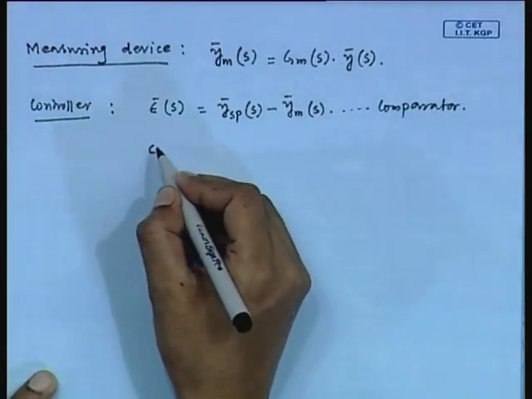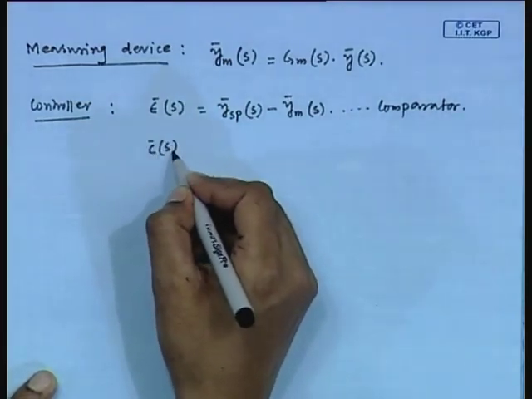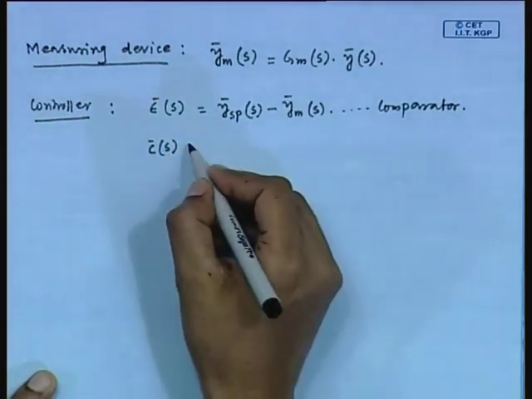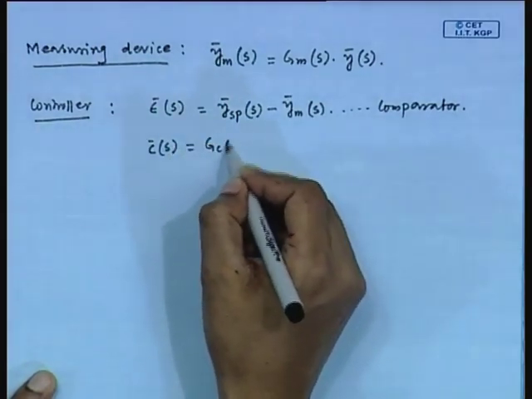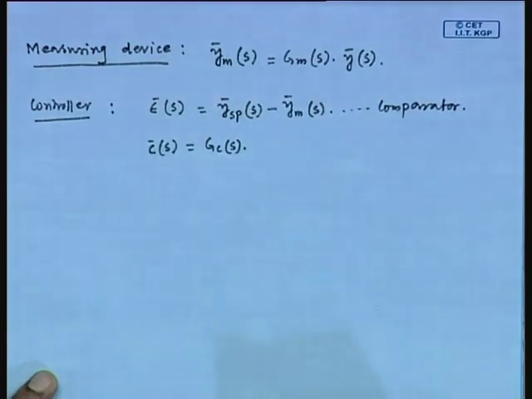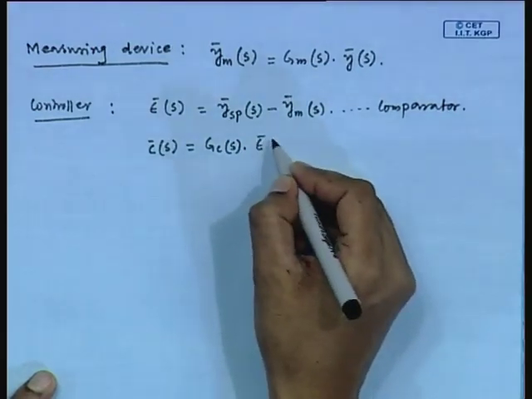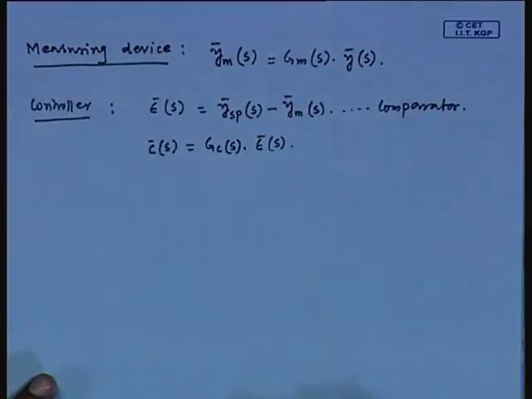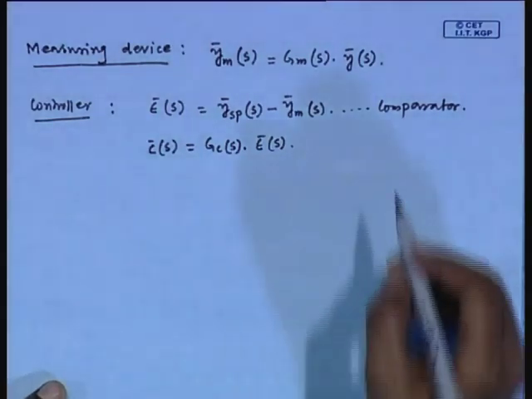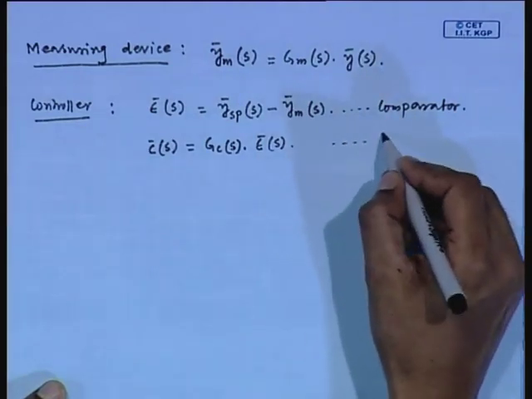Similarly, the controller output is c bar s, controller transfer function is G c s and input to the controller is epsilon. So, c bar s equals G c s multiplied by epsilon bar s. This is representing the control block.